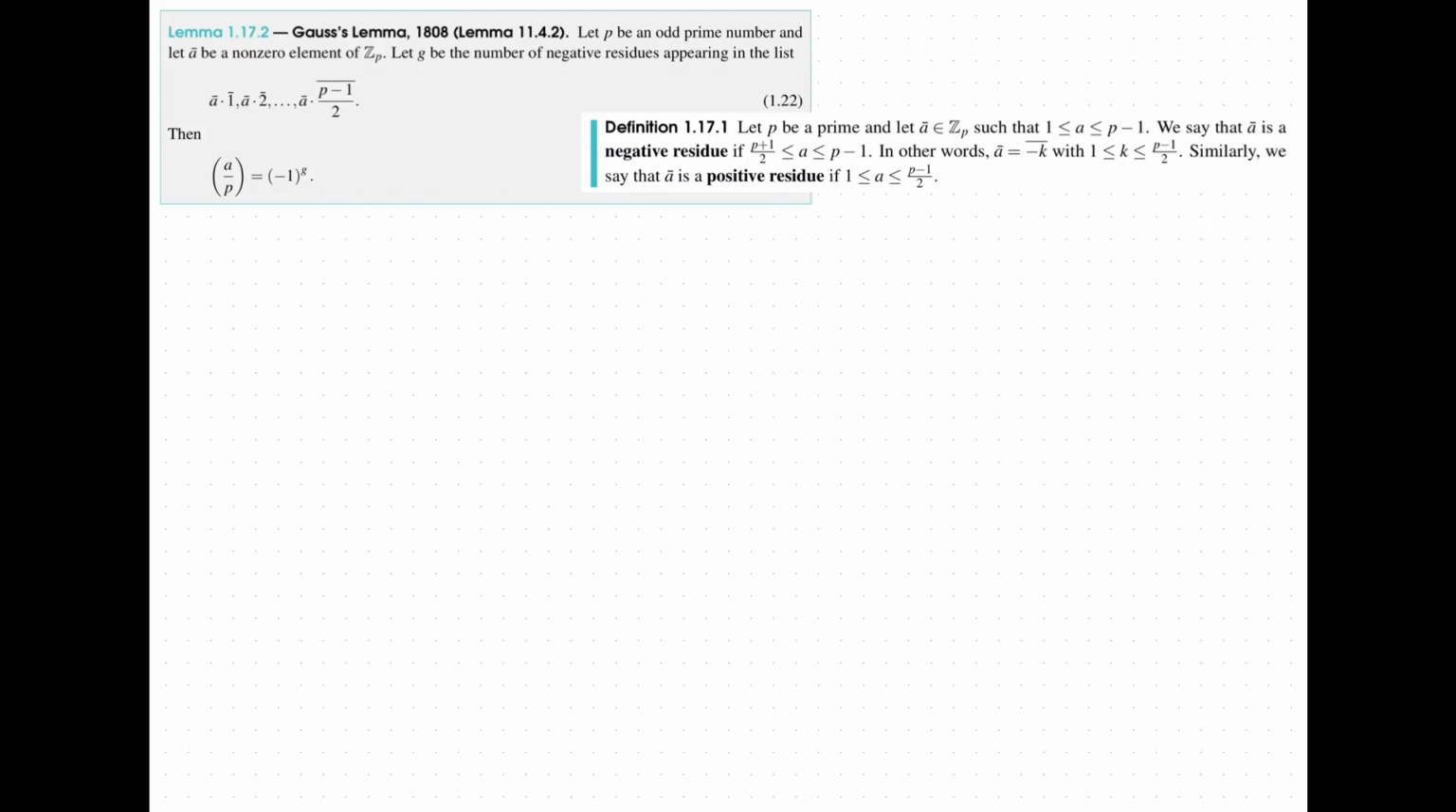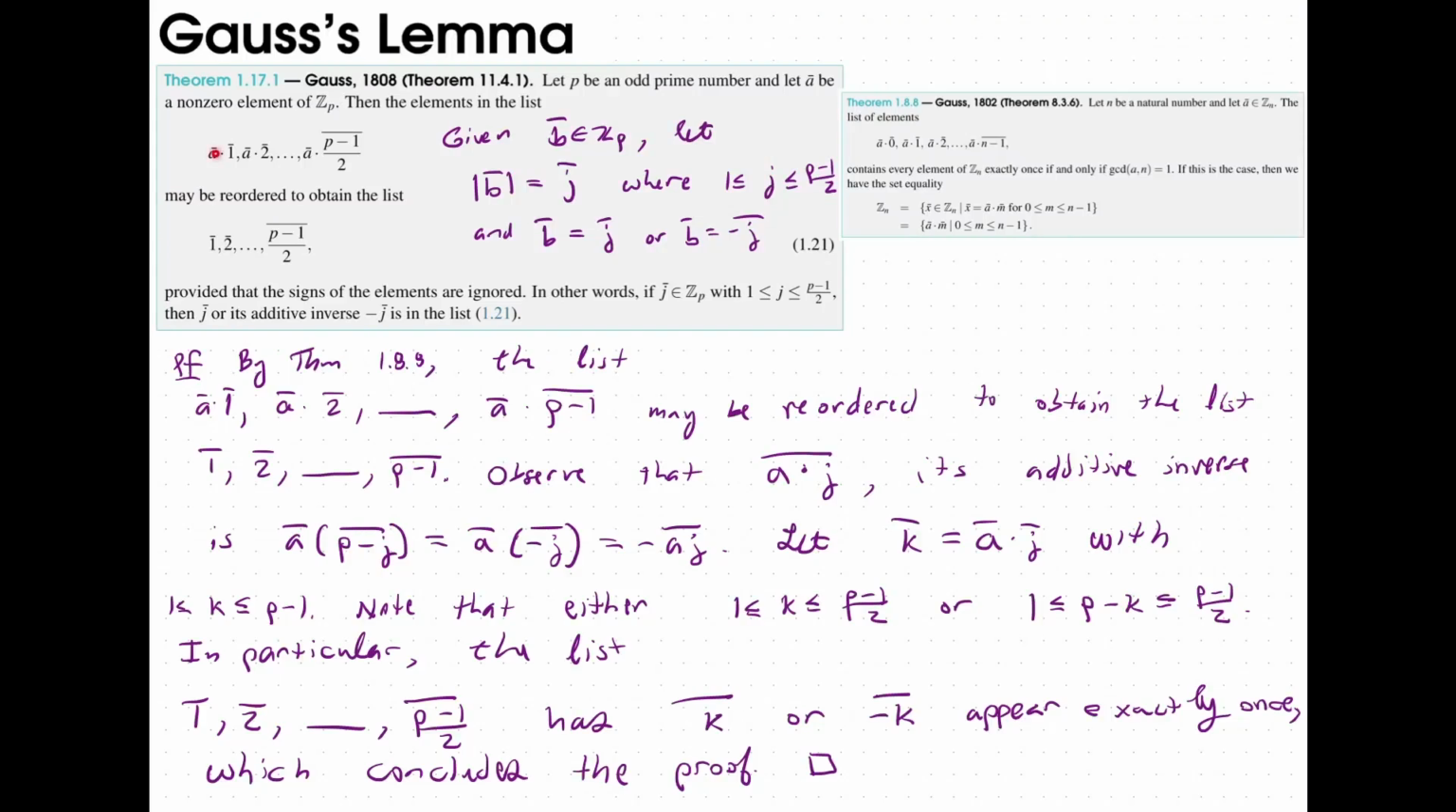Well, like I said, in the proof we have already done the hard part. So by the previous theorem, theorem 1.17.2.1, we know that a bar times 1 bar times a bar times 2 bar times all the way to a bar times (p minus 1)/2 bar is going to be equal to this product.